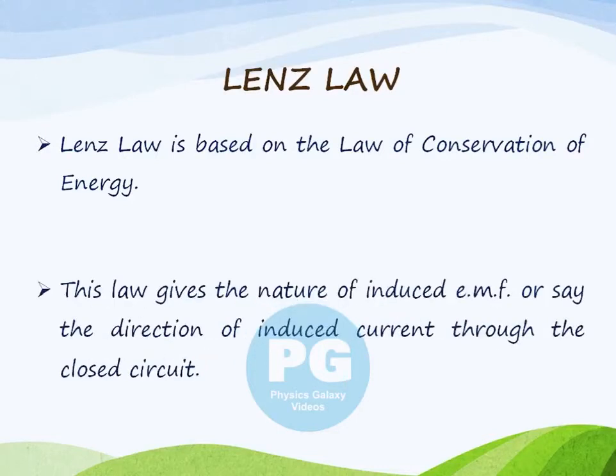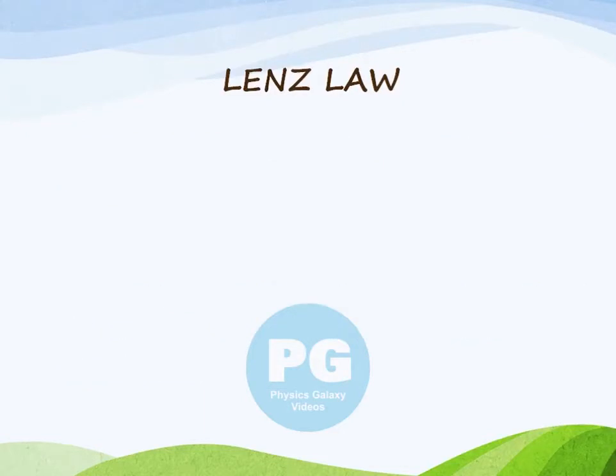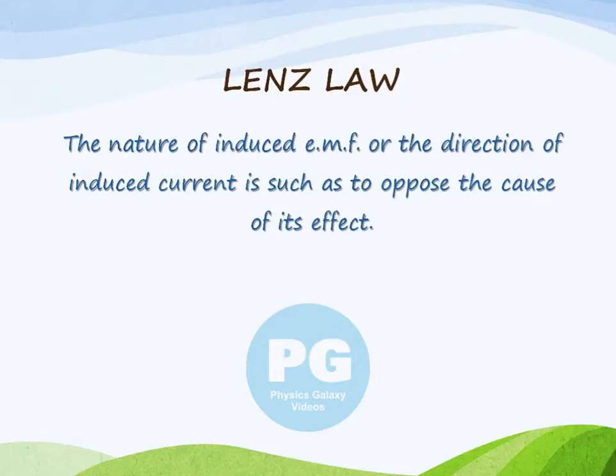This law gives the nature of induced EMF, or say the direction of induced current through the closed circuit. This law states that the nature of induced EMF, or the direction of induced current, is such as to oppose the cause of its effect. Read it once again. The nature of induced EMF, or the direction of induced current, is such as to oppose the cause of its effect.